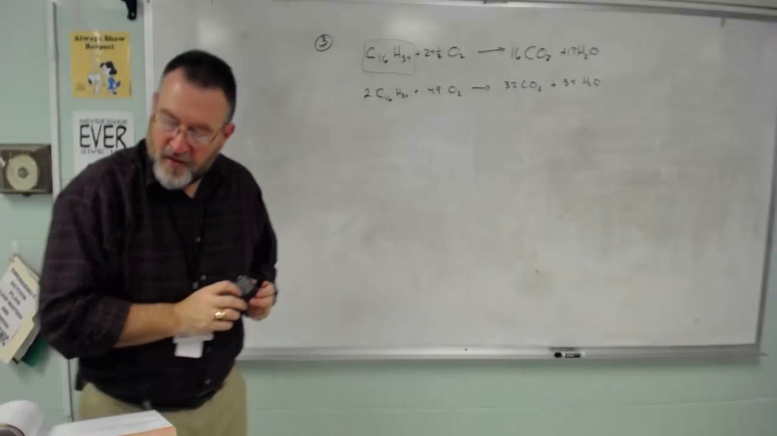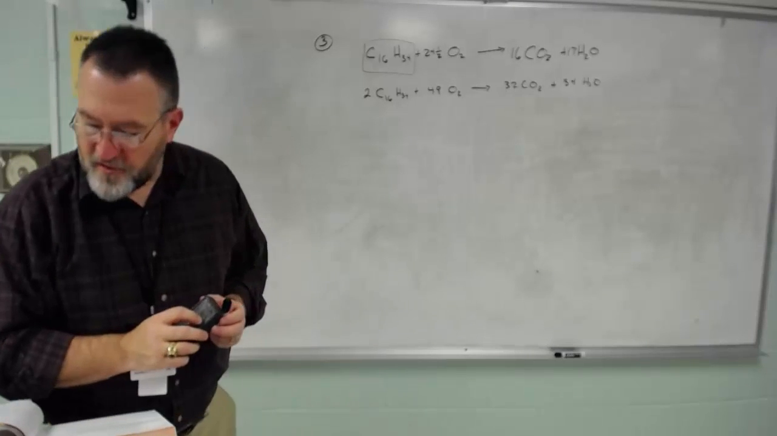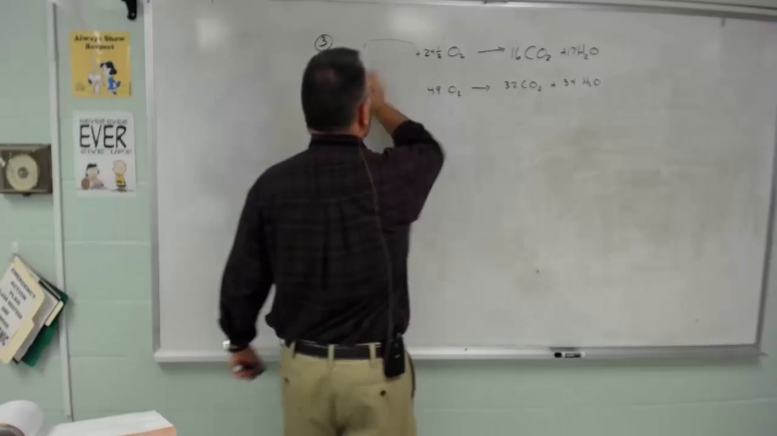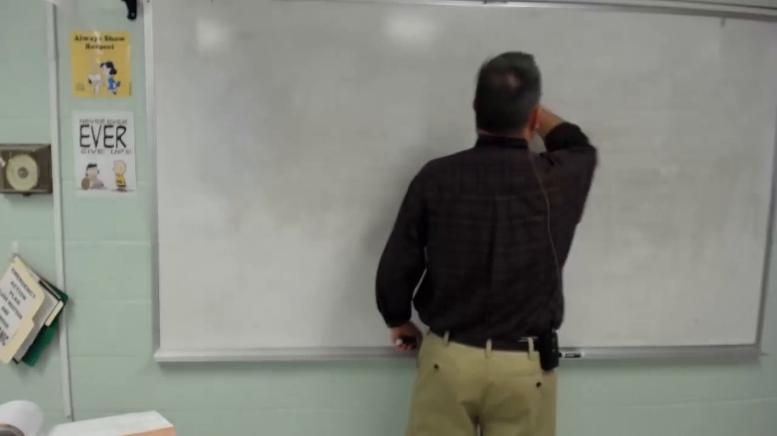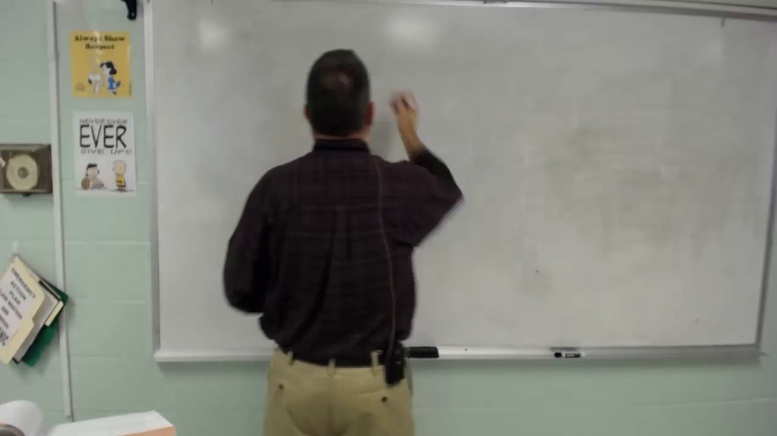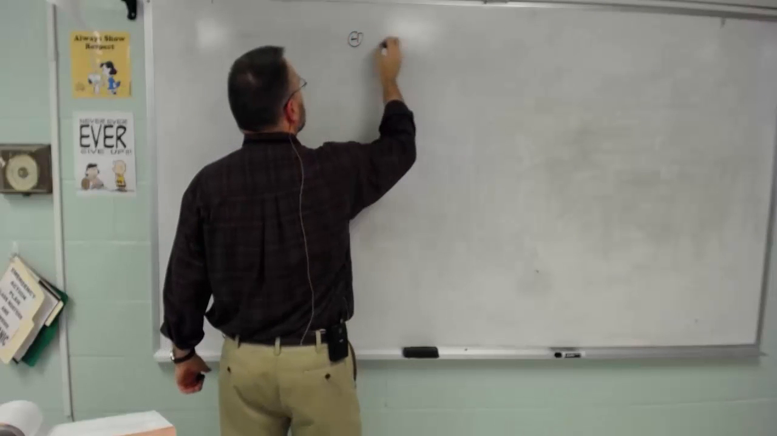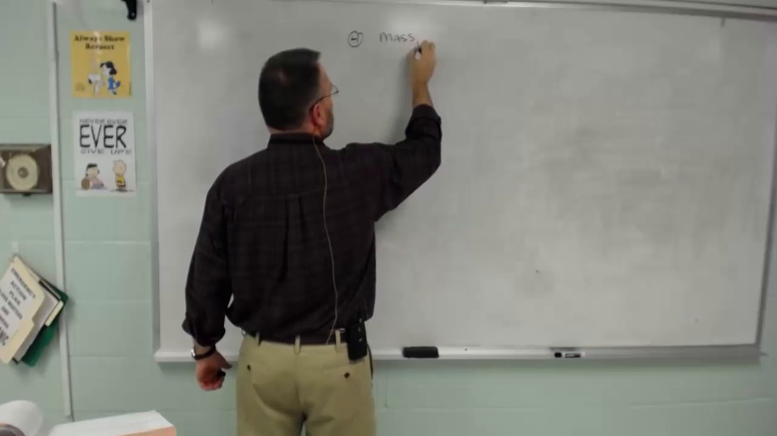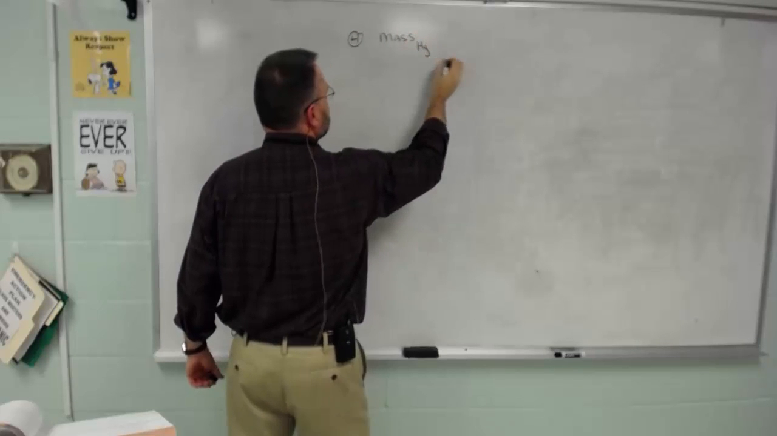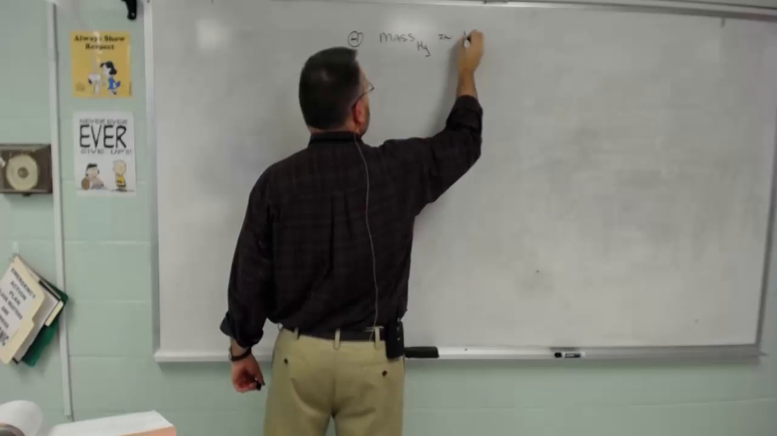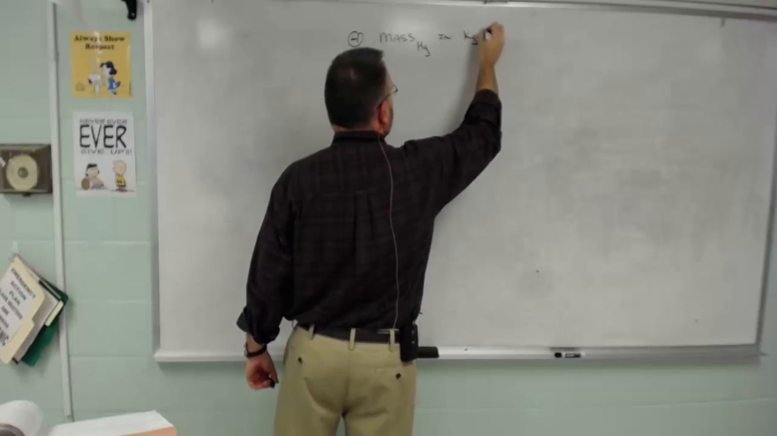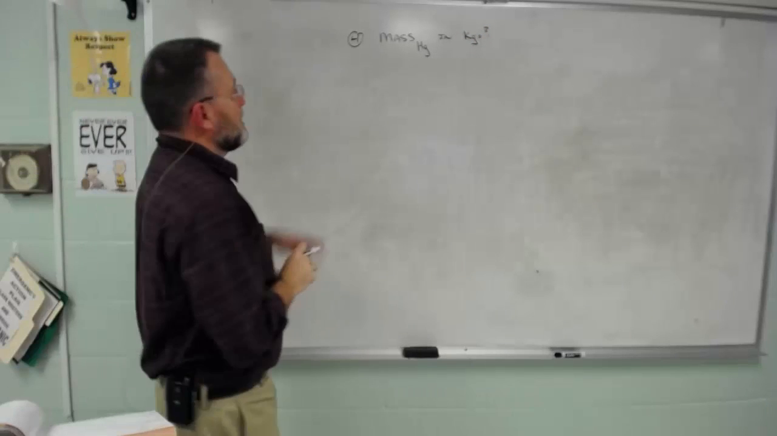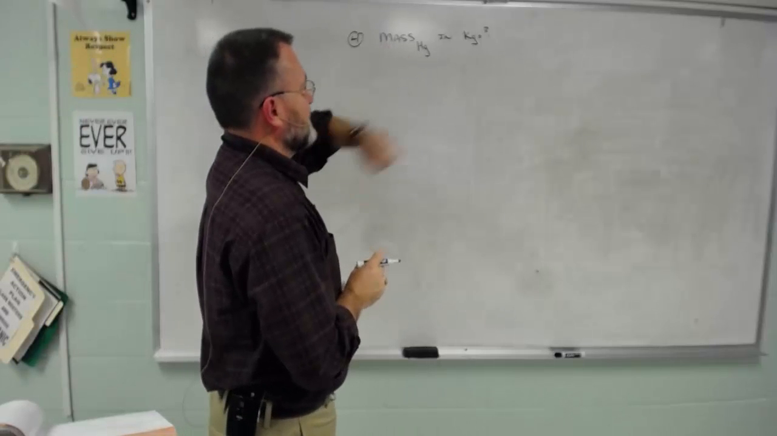All right, moving on to a different type of question. Number 4 says, what's the mass in kilograms of a mercury atom? Mercury atom in kilograms, number 4. The mass of a mercury atom in kilograms equals what? Mass of a mercury atom in kilograms.